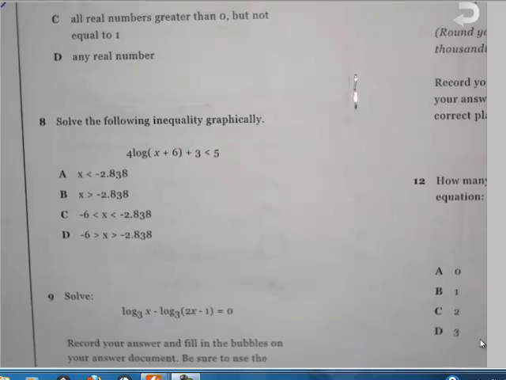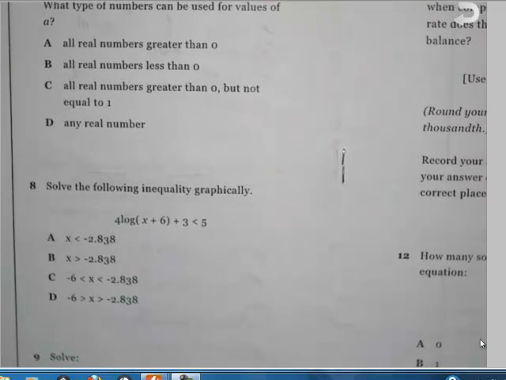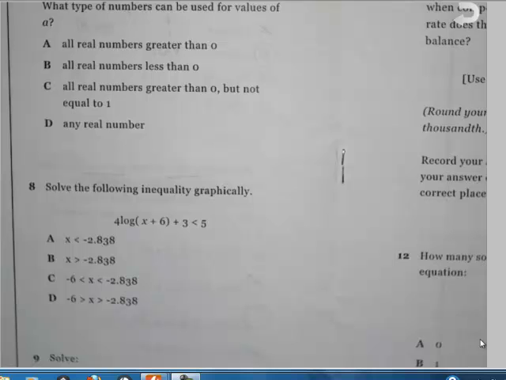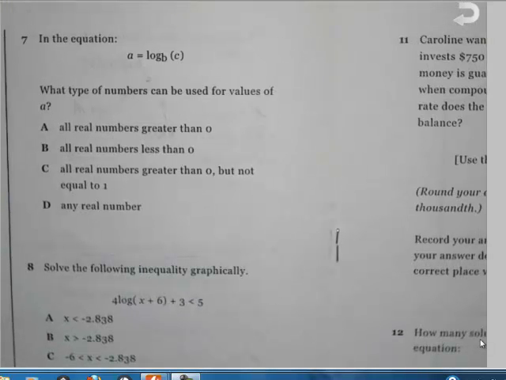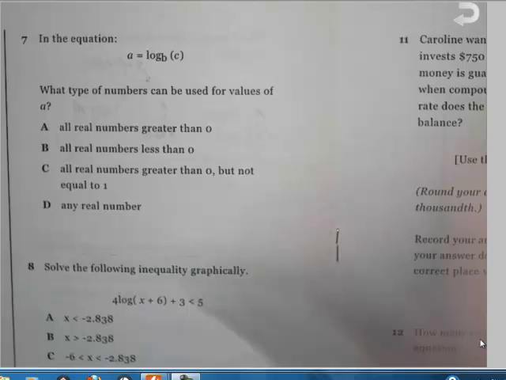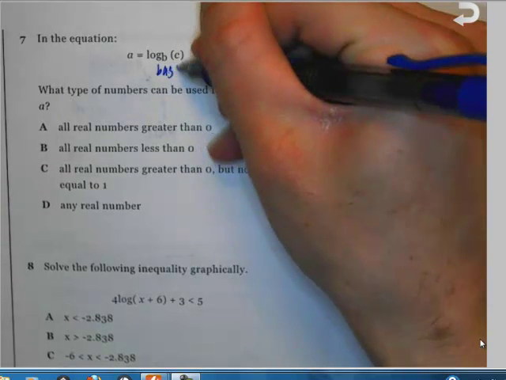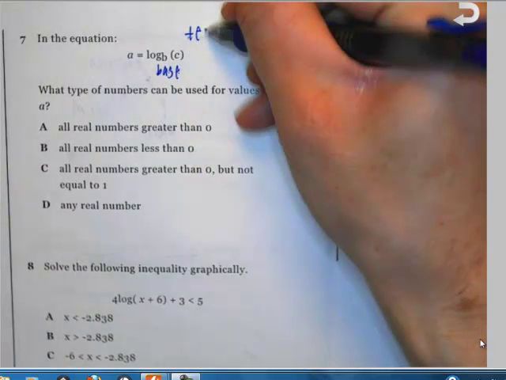Okay, next one. In the equation A is equal to the log B of C, what type of numbers can be used for A? This is basically asking us what type of numbers can be exponents. B is your base and C is your term.